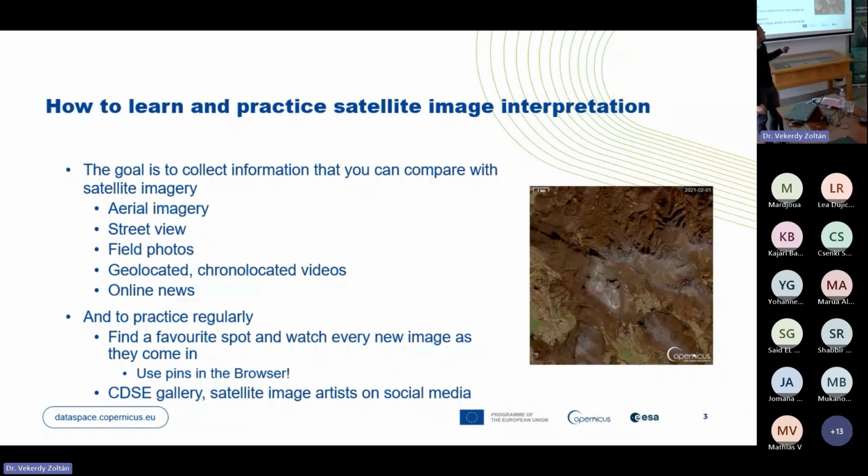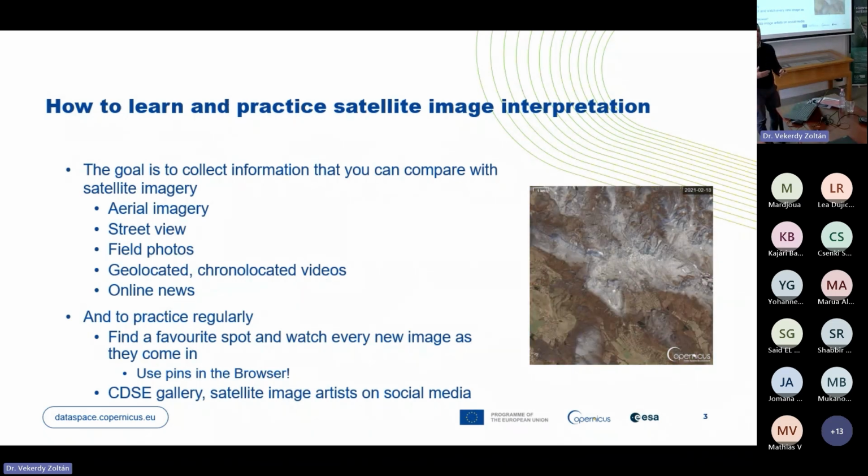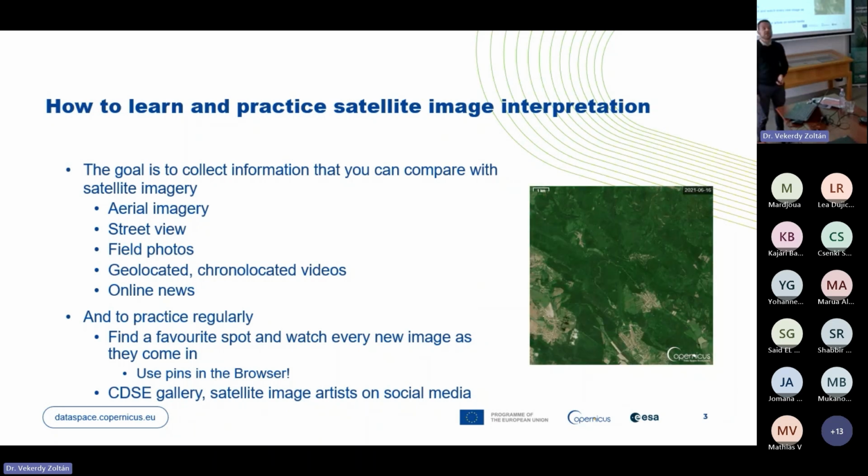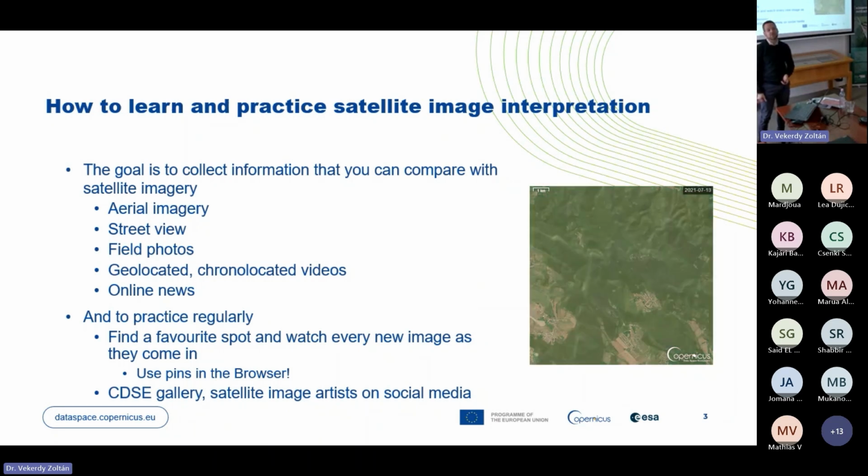So again, one of these images is nice, but as soon as you start comparing a time series, it's going to tell you a story. So it's really worth it. A nice functionality for this is the pins in the browser. Again, we haven't explored this, but it's really easy to add a place to pins.